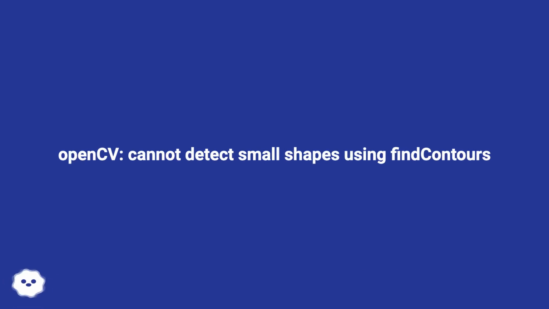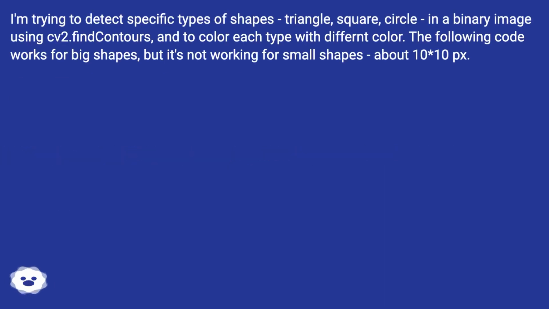OpenCV cannot detect small shapes using findContours. I'm trying to detect specific types of shapes, triangle, square, circle, in a binary image using cv2.findContours, and to color each type with a different color. The following code works for big shapes, but it's not working for small shapes, about 10 by 10 px.